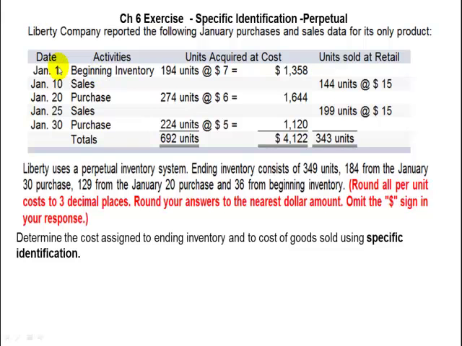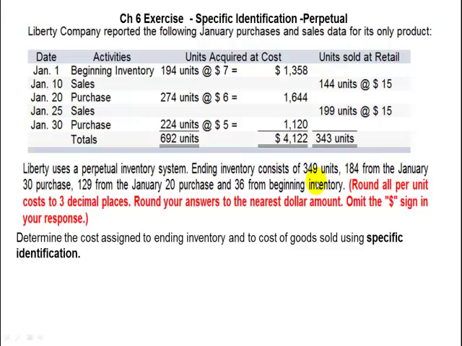Here we have some information about items that we bought and sold, and here we have the amounts that we paid, and here's what we sold these items for. And this problem starts with Liberty uses a perpetual inventory system. Ending inventory consists of 349 units.